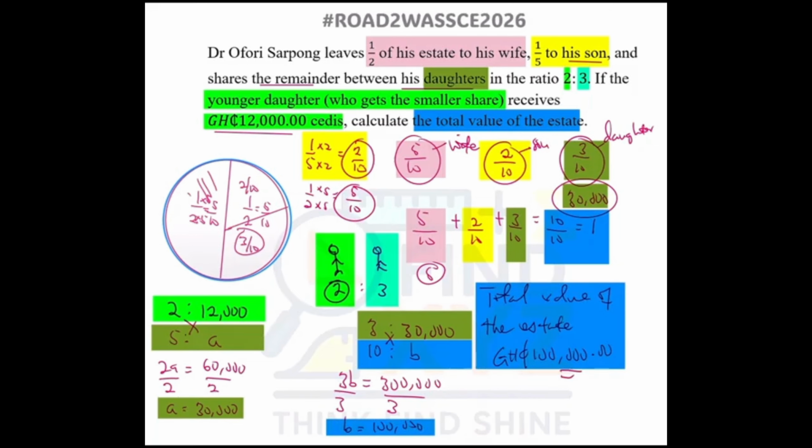Now let's find out whether this is true. If I take 5 out of 10 times 100,000, that will give us 50,000. That is obviously half of 100,000. Then if I take 2 out of 10 of 100,000, that will give us 20,000 cedis. And we obviously know the total amount for the daughters, that is 30,000. So in all, we have 100,000 Ghana cedis.